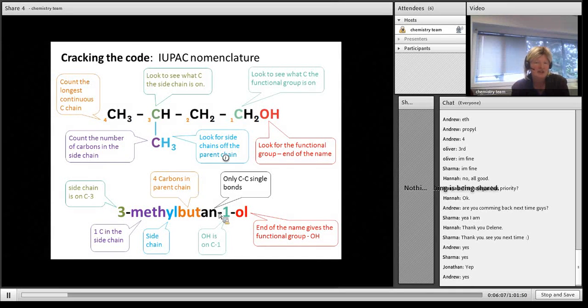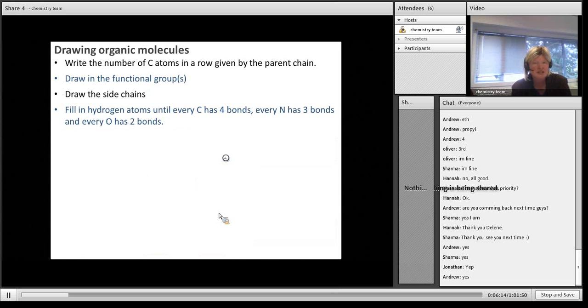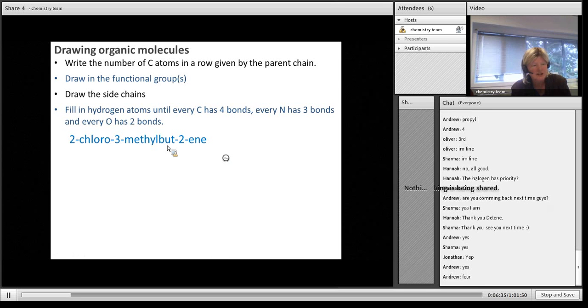So if you're given the name, you can draw the compound, or if you're given the compound, you can name it. We'll need to know this for isomers. So here's drawing the compound. If you get given a compound, like 2-chloro-3-methylbutene, then you always start off by looking at the number of carbons in the parent chain. So but means how many carbons. If somebody can tell me the answer, but is 4, correct. So you draw 4 carbons in a row.